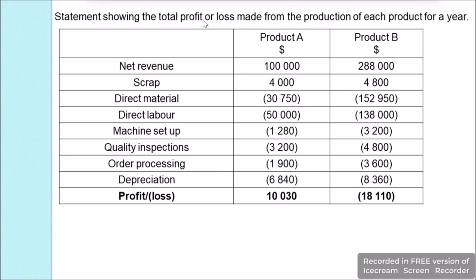Now let's calculate the total profit or loss. We'll start with product A and product B, and we have the net revenues, which was 100,000, which we calculated for product A, and 288,000 for product B. Then we will add the scrap value, which we got 4,000 for product A and 4,800 for product B. From there we'll subtract the total cost, for which we'll start with the direct material, which is 30,750, which we will subtract, and 152,950 for product B, which we will subtract. Then the direct labor, which we will subtract as 50,000 for product A and 138,000 for product B.